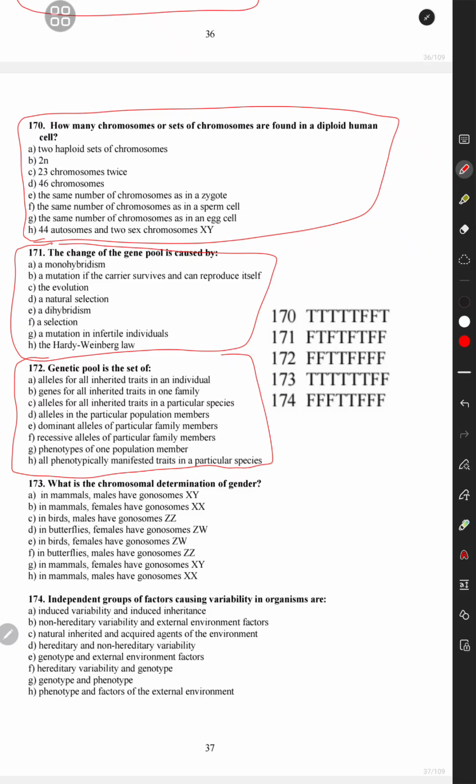What is the chromosomal determination of gender? 173. In mammals, males have chromosomes XY, yes. In mammals, females have chromosomes XX, yes. In birds, males have ZZ. Butterflies, females have ZW. No, but birds, females have ZW. No. Butterflies, males have chromosome ZZ.